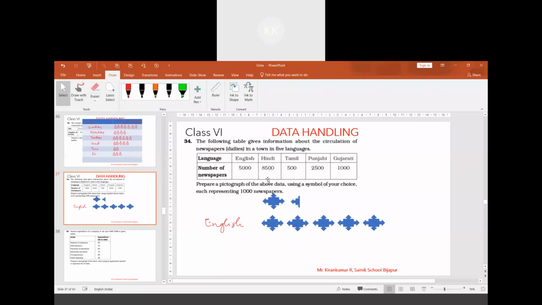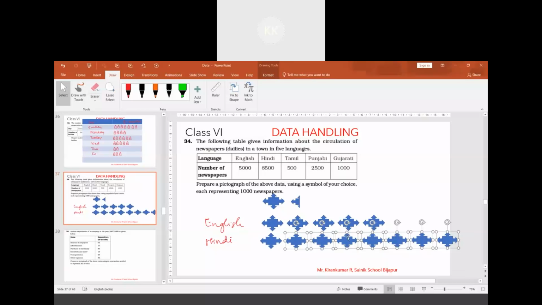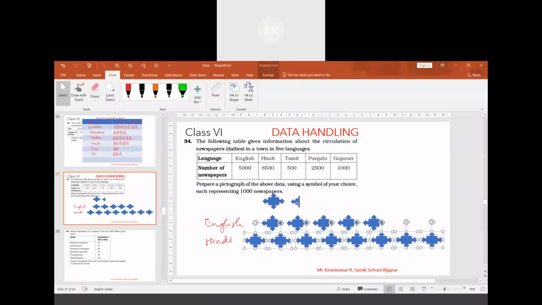Next, 8500 is for the Hindi newspaper. So I have to consider these 5. Along with these 5, 3 more. This will indicate 8, isn't it? How do I mention 500? I have to consider this half symbol now. So this complete thing will indicate 8500.